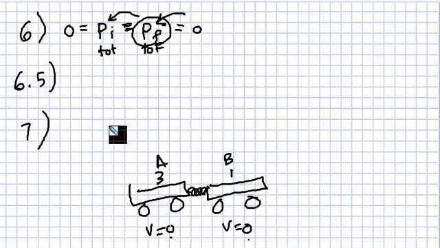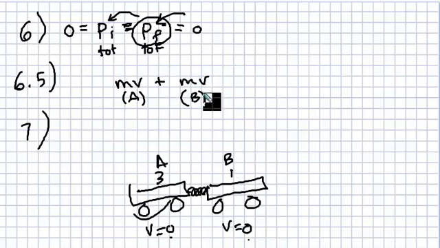Question 6.5 is, after the spring is released, which has the greater speed? Well, we don't know the actual value of the speed, but what we do know is that the mass times velocity of A plus the mass times velocity of B must equal 0. A clearly is going to have a negative velocity, and B is clearly going to be going in the positive direction.